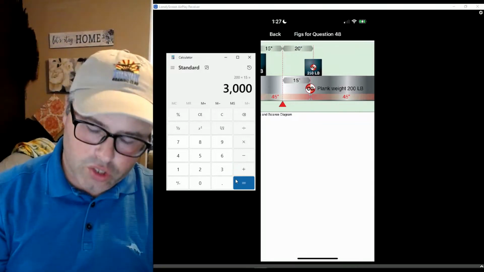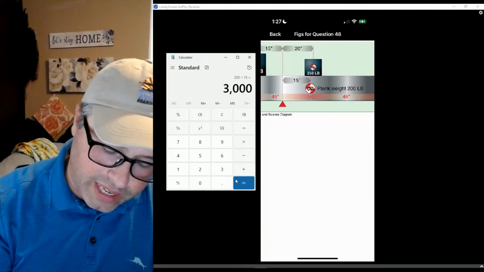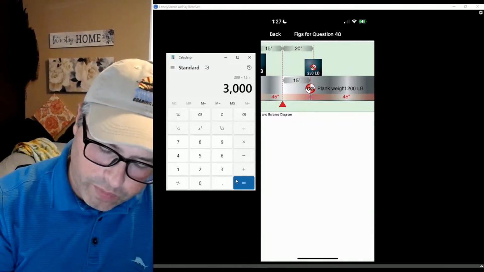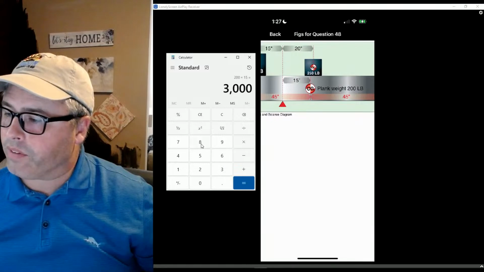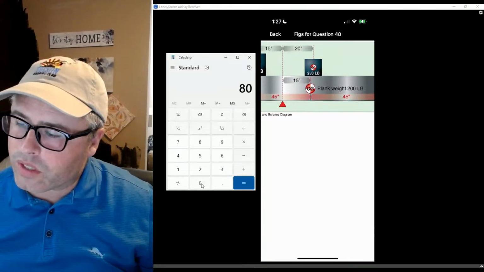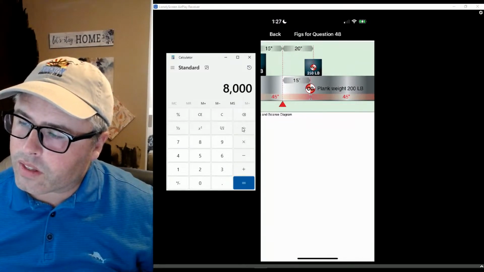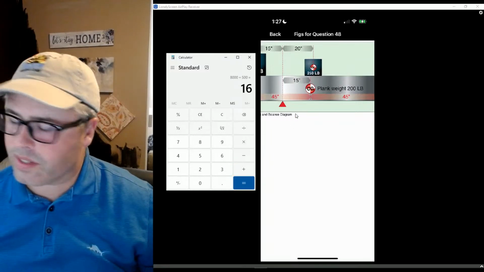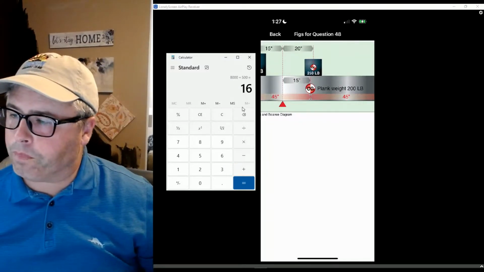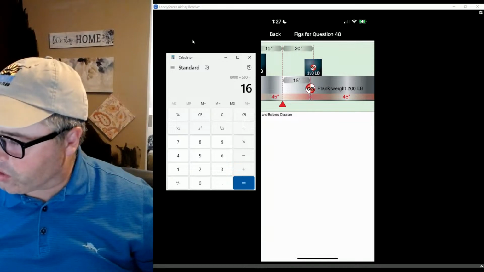So I could say 5,000 plus 3,000, that's 8,000. And then I'm going to move the 500x to the other side, because it's negative 500x. So I'm going to say 8,000 divided by 500 equals 16. 16 inches.